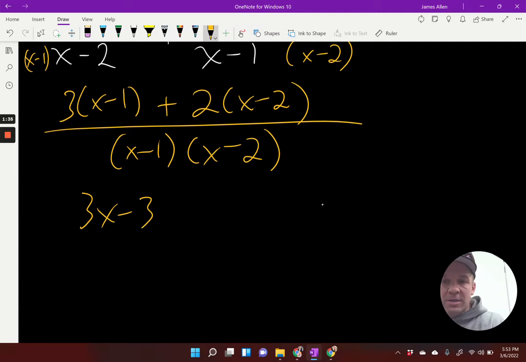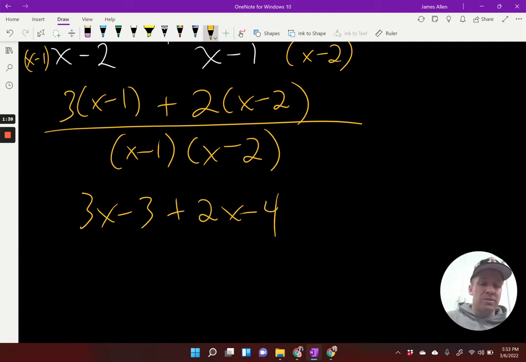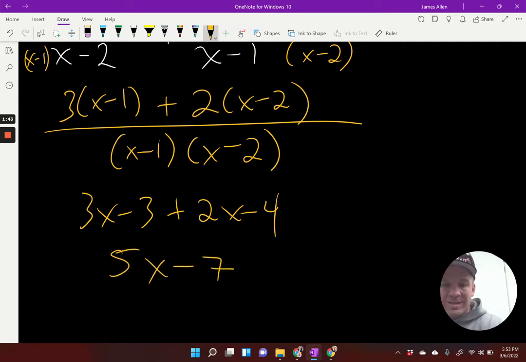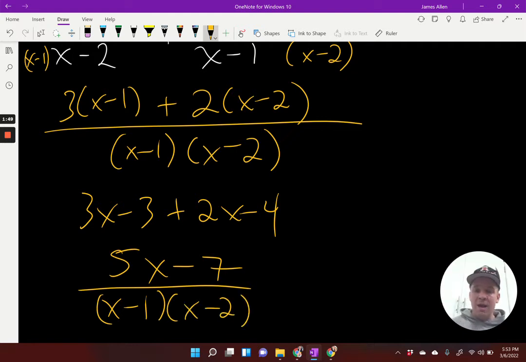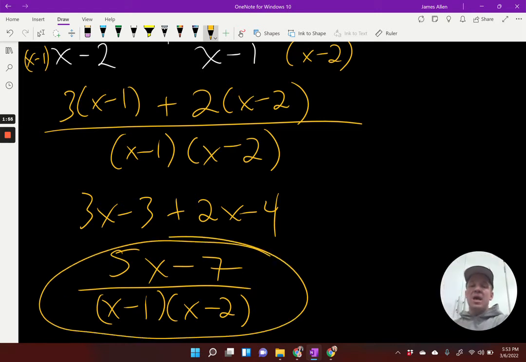So I got 3x minus 3 plus 2x minus 4, and then I can combine some like terms. So I'm going to do that without writing my denominator again. I'm going to have 5x minus 7. Now I will throw my denominator back in. And 5x minus 7, I can't factor that, so I can't get any kind of cancellations to happen here because there's no like factors. That is my final answer there, and that was super awesome.